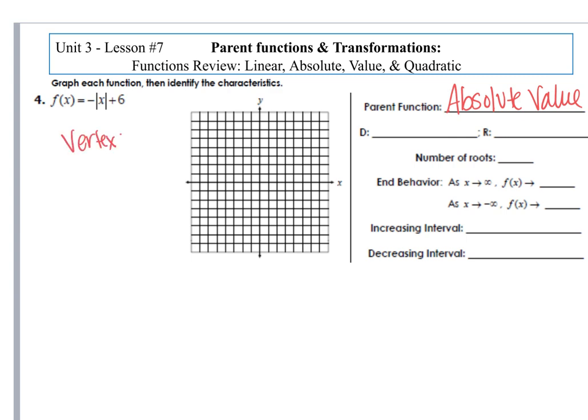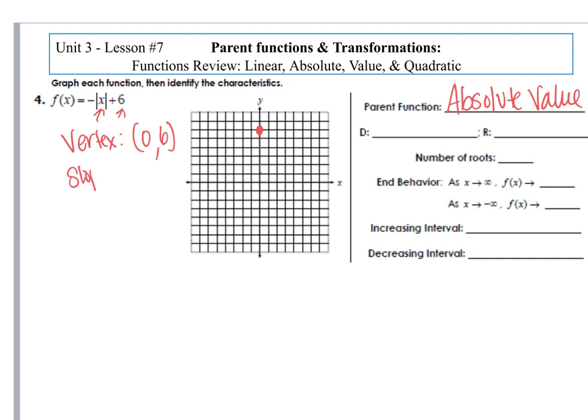My vertex, okay, what are my coordinates here? I take what is being added or subtracted inside with x and take the opposite. Well, if I don't have anything being added or subtracted with x, the x value of the vertex is 0. The y value will be the 6 that's on the outside, and it stays the same. So we're at 0 for x, 6 for y. So going up 1, 2, 3, 4, 5, 6, planting our dot.